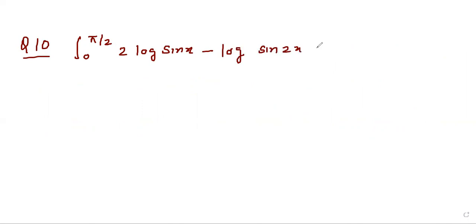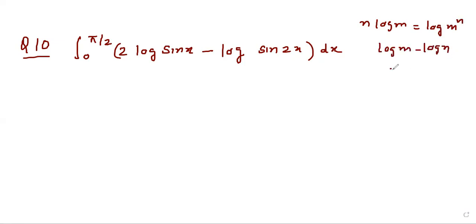Now let's go to question number 10. Question number 10 says integral 0 to pi by 2 of (2 log sin x minus log sin 2x) dx. n log m equals log m power n, and log m minus log n equals log m upon n. These two properties we are going to make use of.